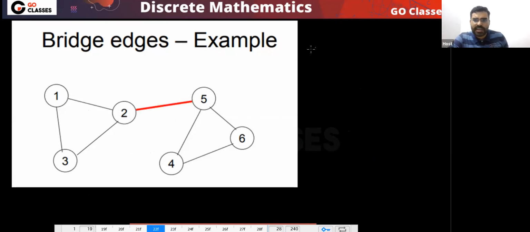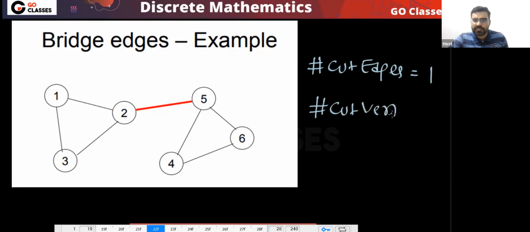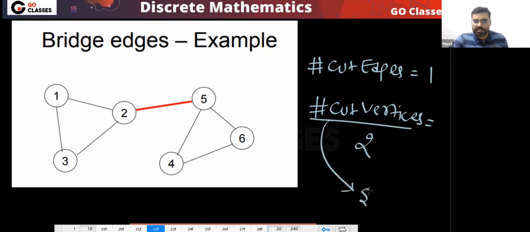So how many cut edges do I have in this graph? The number of cut edges is only one. And what is the number of articulation points, the cut vertices? The number of cut vertices will be 2. Which are the cut vertices? The cut vertices are 2 and 5. These vertices are cut vertices.